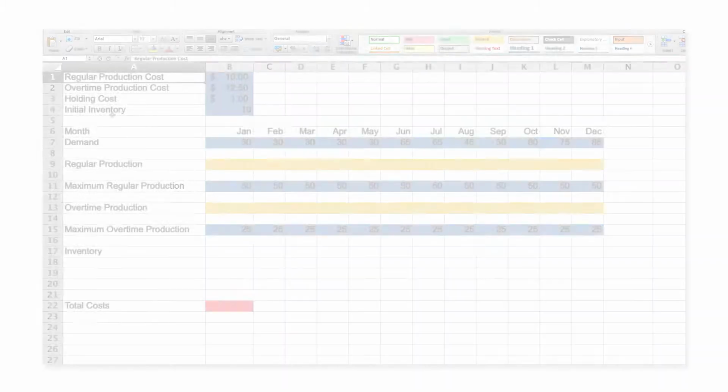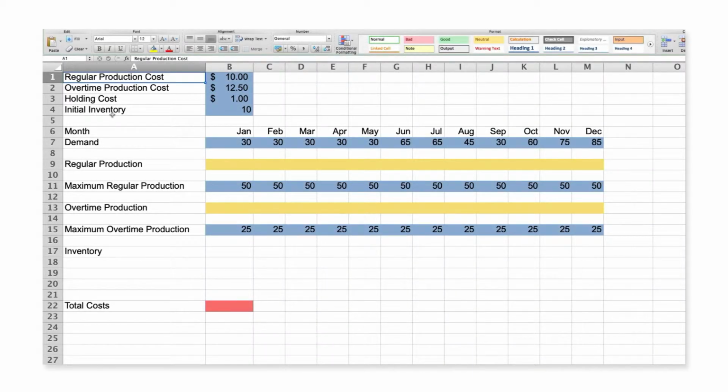Okay, the next step is to implement this model in Excel, so please open up the template. When you look at the template, you'll see the cost data here, the initial inventory here, the demand is in row 7, your regular production in row 9, the maximum capacity of production in row 11.